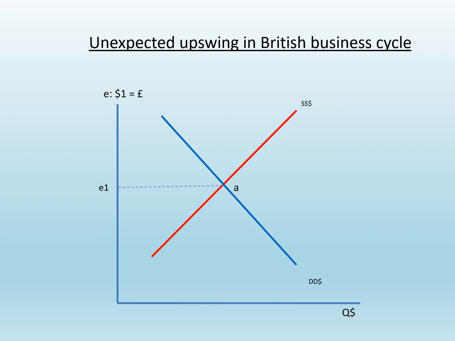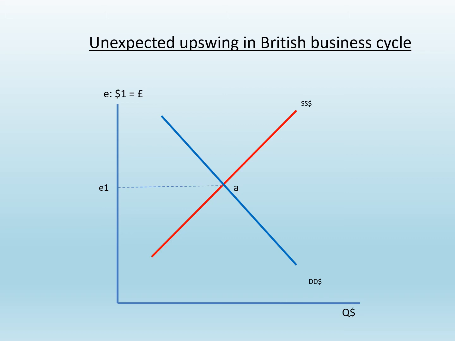The second example we come to is an unexpected upswing in the British business cycle, and it's important in this context to limit the upswing that it is. It's a consequence of what's happening in Britain. It's not a consequence of what's happening in the world economy. So something has happened in Britain to cause an upswing in the British business cycle.